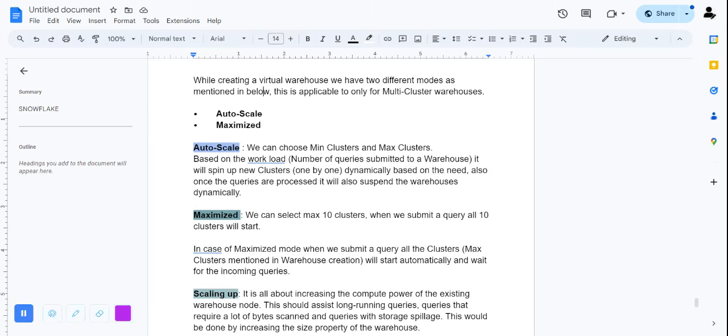Today we are discussing what auto scale is, what maximized mode is, and then scaling up, scaling down, scaling out, and snapping back. So now we are discussing auto scale.